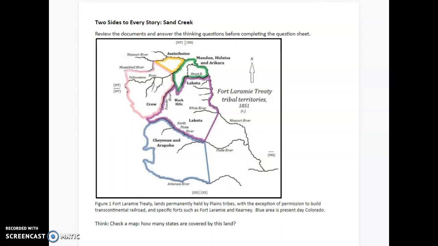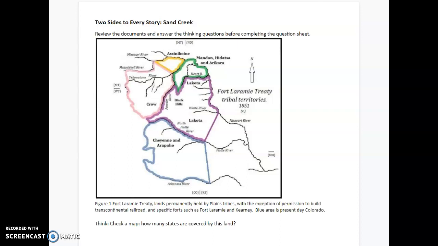And one early conflict happened at a place called Sand Creek. So the first thing I'm going to do is talk you through the document a little bit before you try it yourself. So I'll talk a little bit about the document and the thinking questions I pose to you before you go through it again with your question sheet.